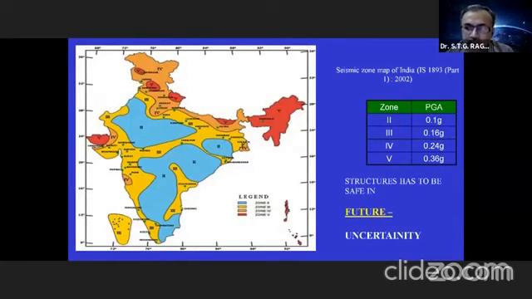Now coming to our seismic zone map. What's the problem with our existing zone map? Our code gives you PGA values like 0.1g, 0.16g, 0.24g and 0.36g. Now, if I ask you a question, if I design for these values, are you safe? Will you be safe?